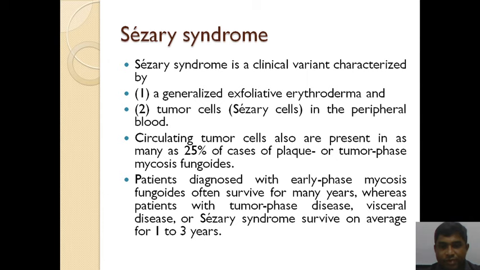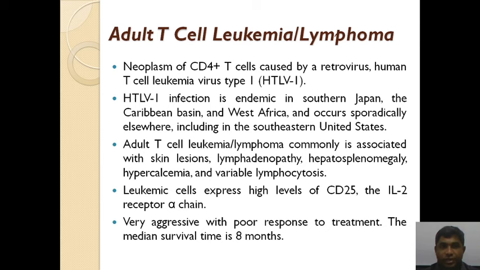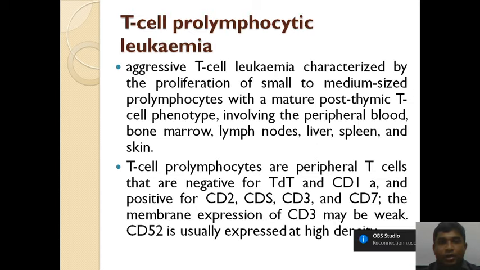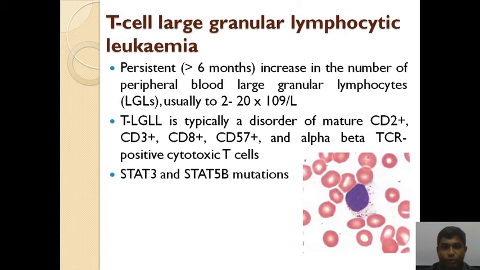So patients who present in the early phase have a good prolonged survival, whereas in the later phase or in Sézary syndrome, the survival is much lesser. Coming to the next group of disorders, adult T-cell leukemia lymphoma. This is important because it has a virus as its causative factor. T-cell prolymphocytic leukemia, here morphologically the cells look like prolymphocytes and it's a very aggressive lymphoma. It is positive for CD2, 5, 7 and 3. The membrane expression of CD3 may be weak and CD52 is positive.